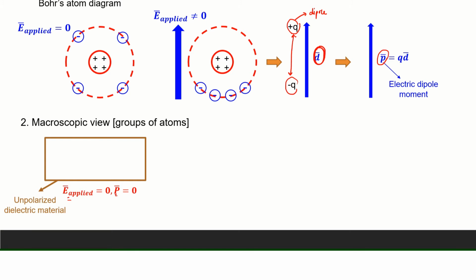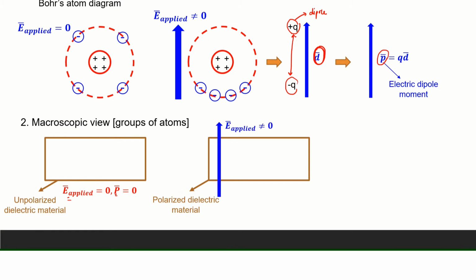Now let's assume that we have the same medium, the same material, but now the material is a polarized dielectric material, and therefore there is an electric field applied to this structure. When there is an electric field applied to this structure, it means that a dipole exists, right? It means that a dipole moment exists.